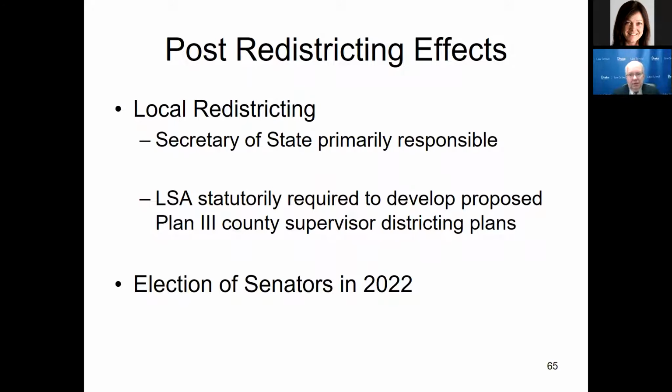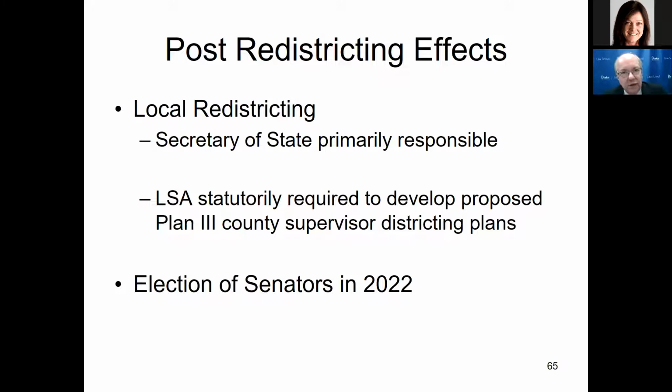So once congressional and legislative redistricting is completed, redistricting, at least from a statewide perspective, is not complete. Local redistricting also has to occur. In this case, the Secretary of State is primarily responsible for overseeing this duty. However, the Legislative Services Agency is now statutorily required to help develop proposed Plan 3 county supervisor districting plans. What are Plan 3 counties? Those are counties that elect their county supervisors by districts. And so if those counties elect their supervisors by districts, once they've completed a precincting plan, the Legislative Services Agency, similar to what's done for congressional and legislative redistricting, will come up with a proposed county supervisor plan.